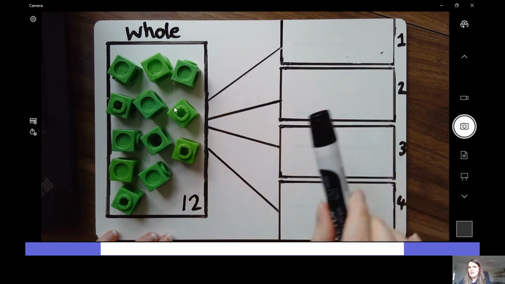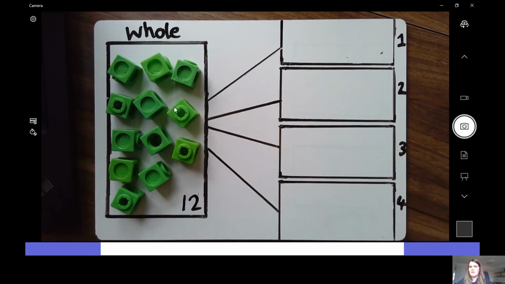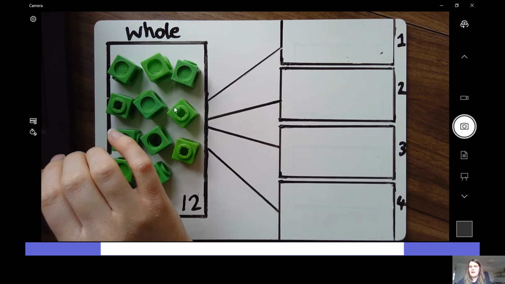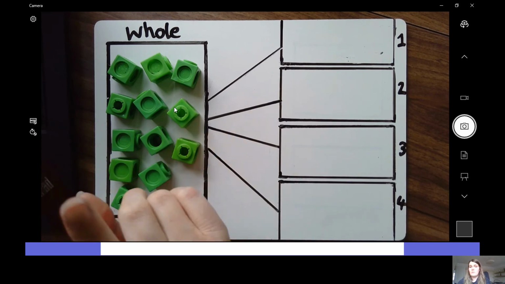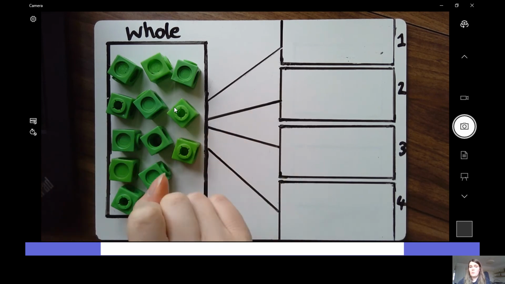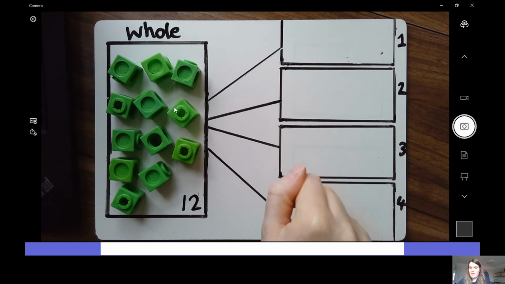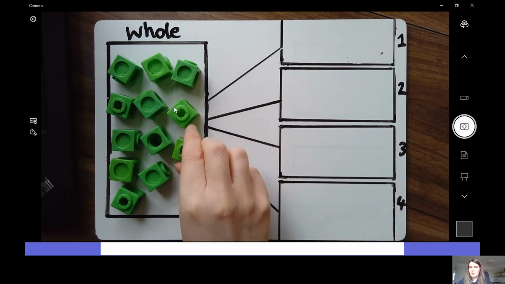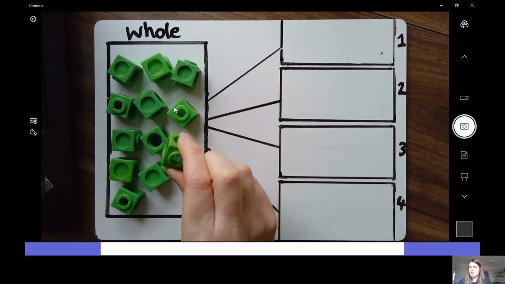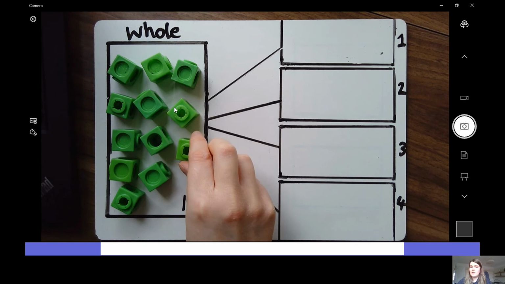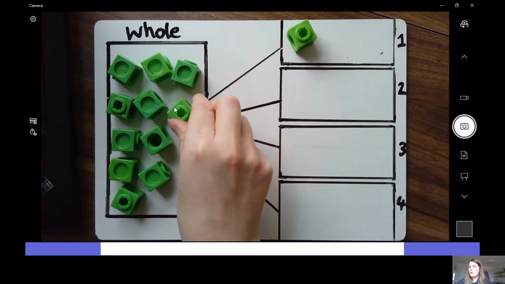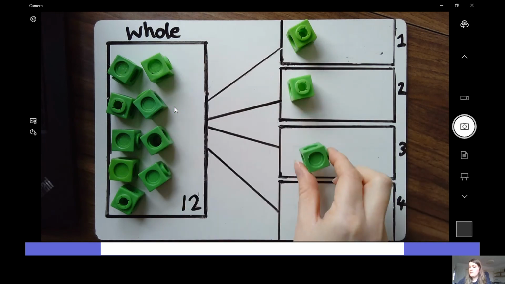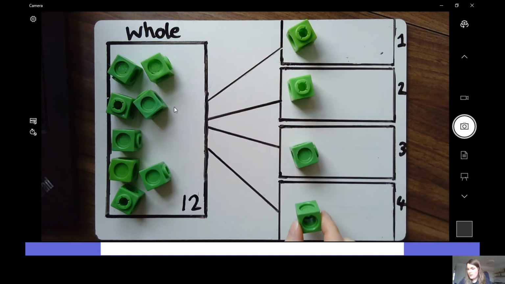What do I need to do next? I need to share it equally. Okay, how am I going to share it equally? I have to say 1 for you, 1 for you, 1 for you, and 1 for me. Well done. How many cubes do I pick up at a time? Just 1. Okay, helping me do that then. Counting for me? Well done, we're not counting. Can you say it for me? 1 for you, 1 for you, 1 for you, and 1 for me.